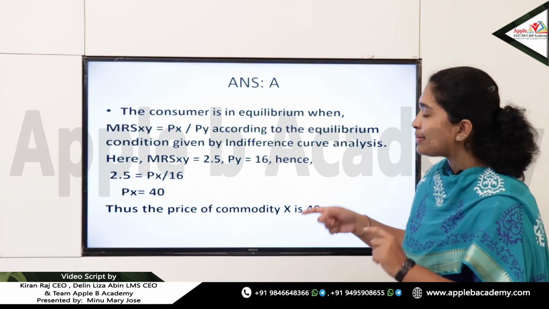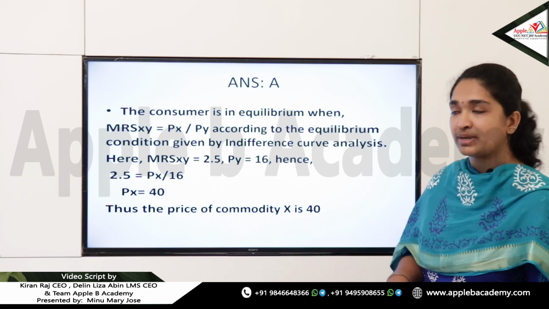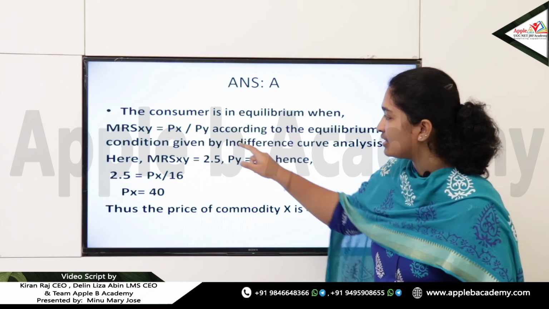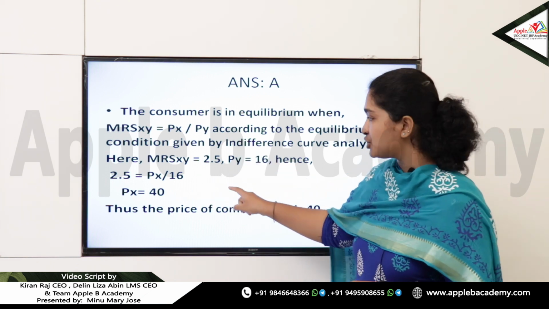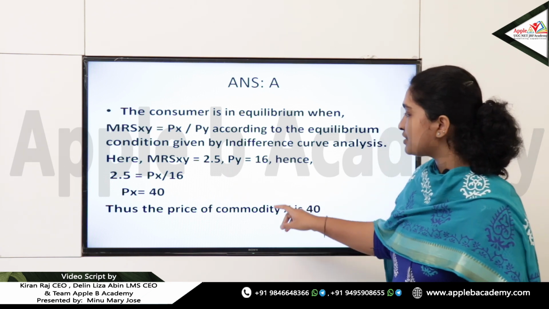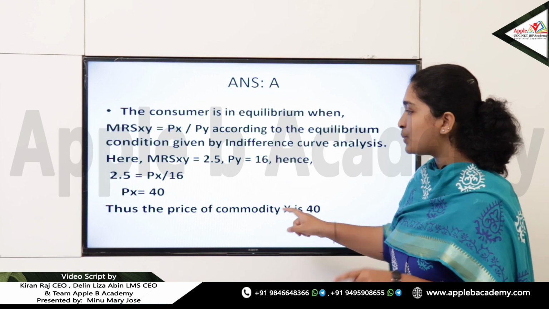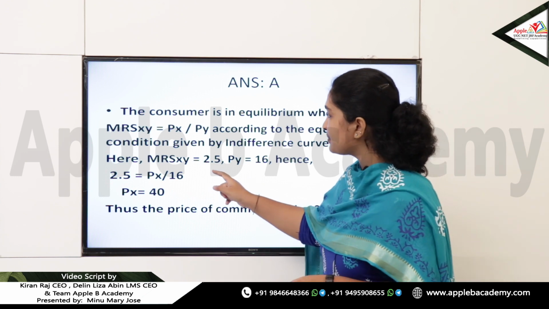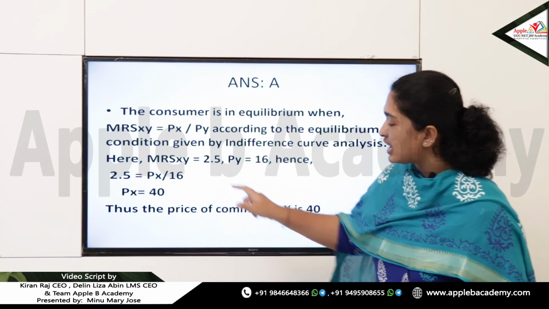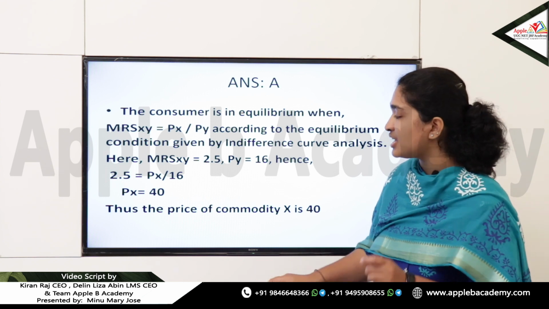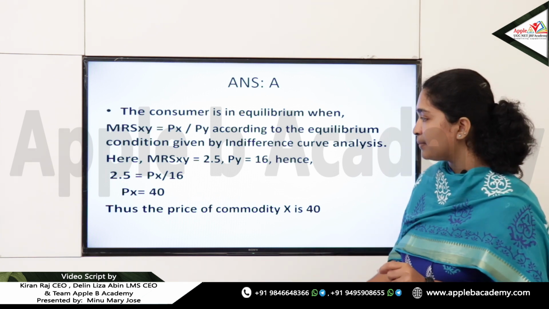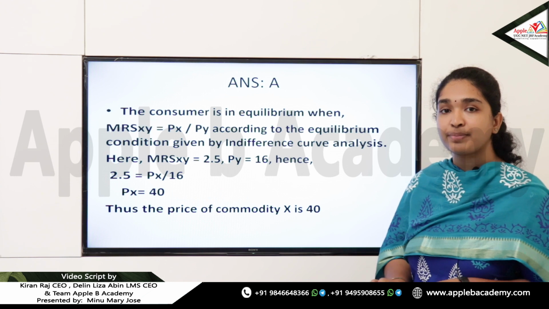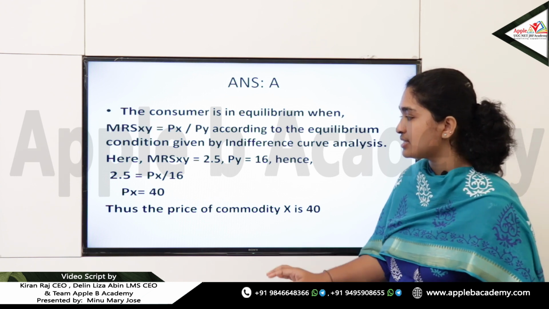So we have to directly substitute the values which are already given in the question into this formula and find the value of commodity X. The values already given are the marginal rate of substitution, which is 2.5, and the price of the commodity Y, which is 16. The question was to find the price of the commodity X. So we can directly substitute these values into this formula. That will make the equation 2.5 is equal to Px divided by 16. So we will get the price of the commodity X as 40. That means Px is equal to 40.